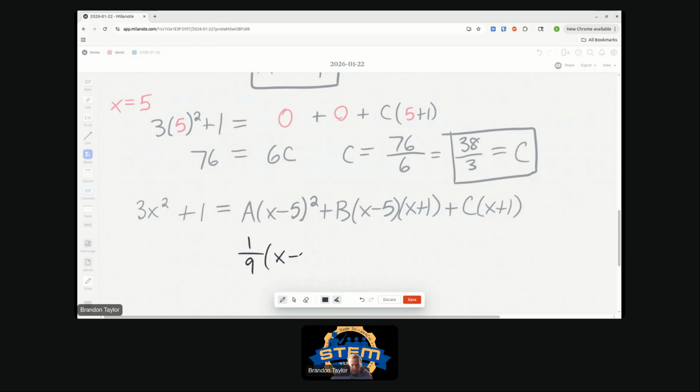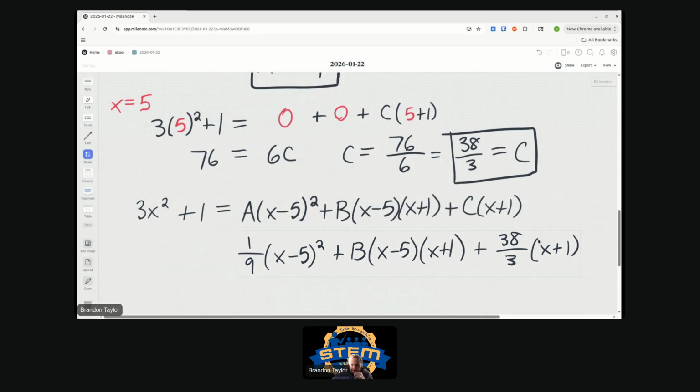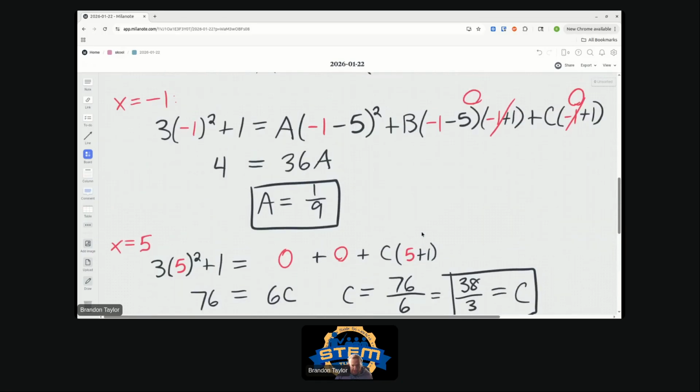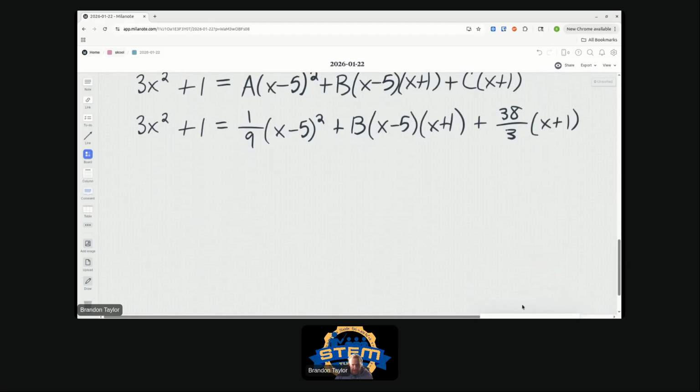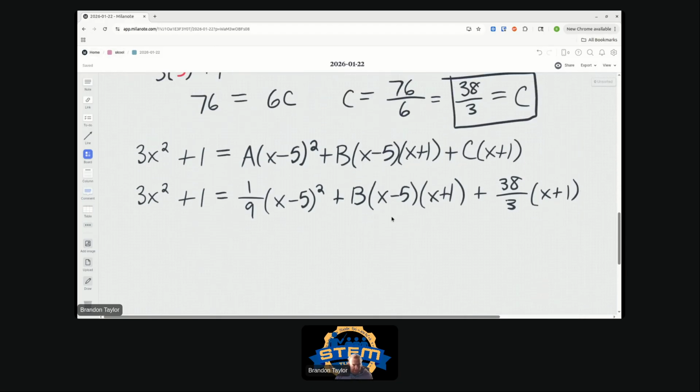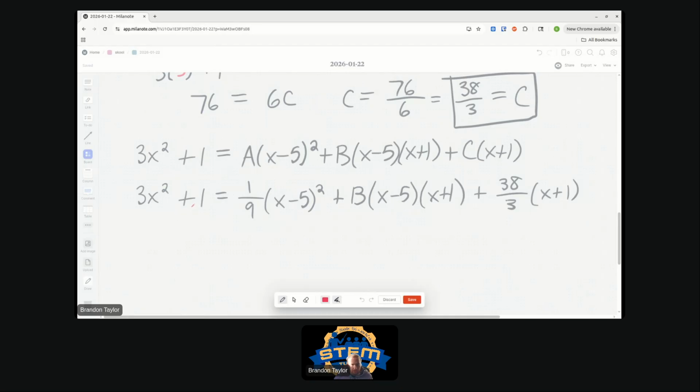So if I plug in A equals 1/9, plus B times (X minus 5) times (X plus 1), plus 38 over 3 times (X plus 1). So if we list these out, we've at least solved A and C. We just haven't solved B yet, so we still need to do that. But the way we can do this is a kind of clever trick. We're actually not going to do the thing that we did before. Remember, before we were cleverly choosing points that make everything except the thing we want cancel out.